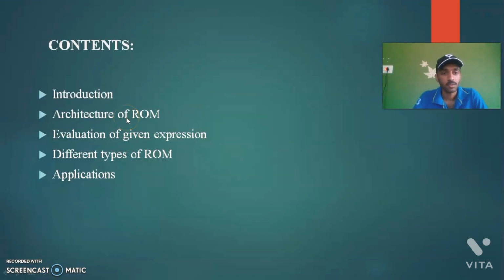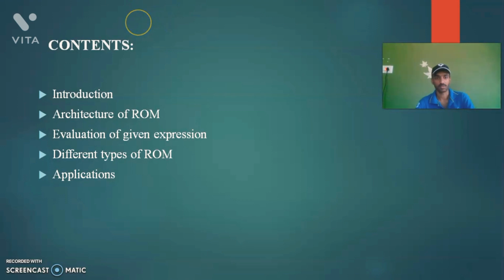Firstly, in this PPT we are going to explain the introduction and architecture of ROM. Architecture in the sense, how we build the ROM to implement any given expression. What are all the components required? What are all the things we need to give to solve the problems? And I will take one example expression so that we get to know how we use the ROM. Then different types of ROM. Finally, we end up with the applications of ROM. So this is the blueprint of this PPT, and I'm going to explain this in detail.